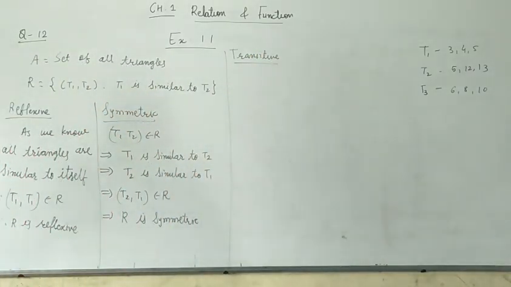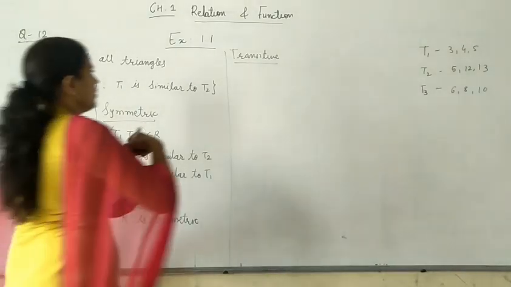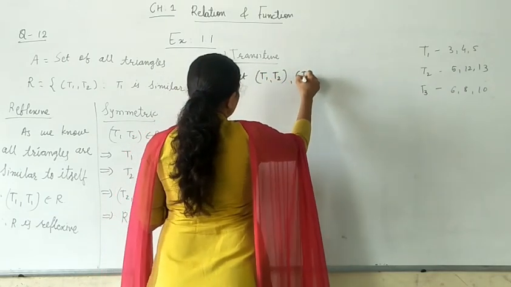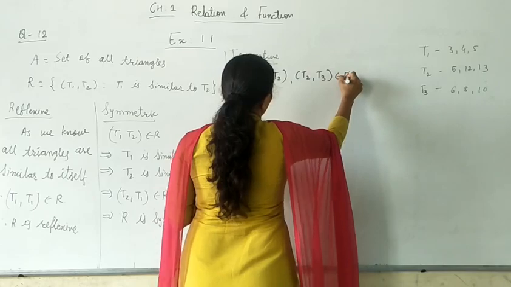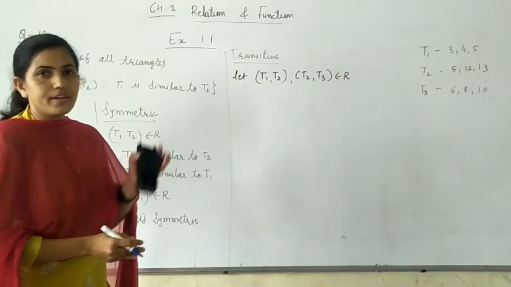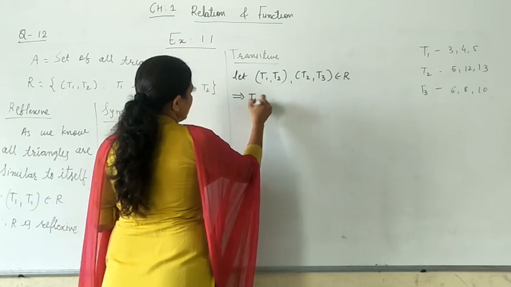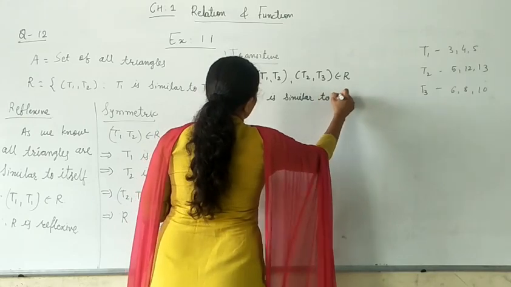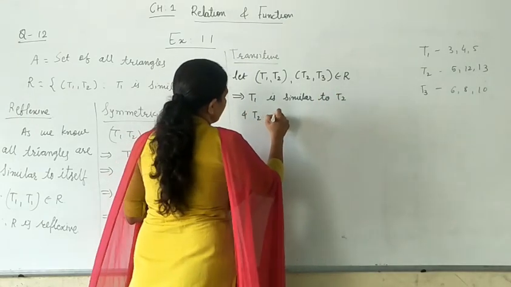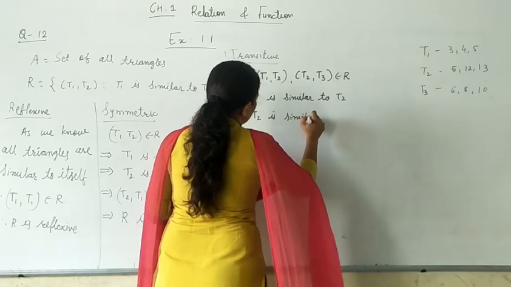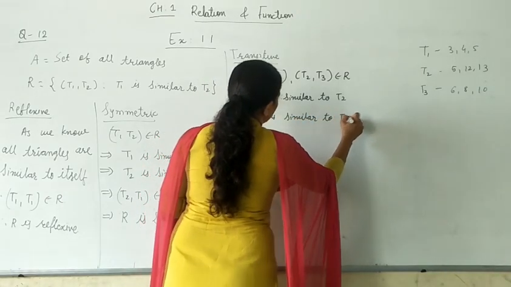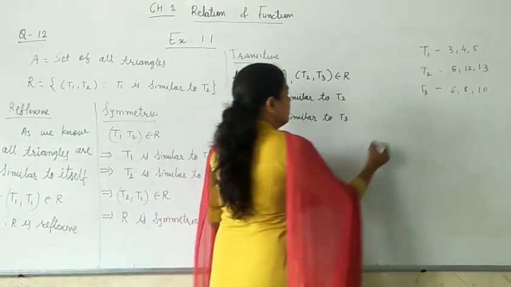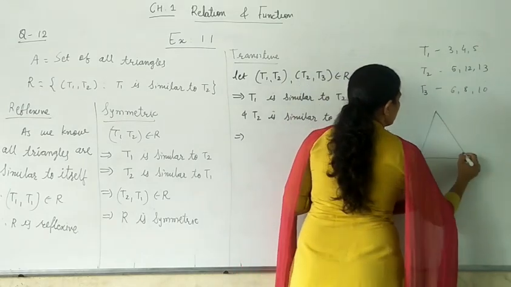Now let's take T1, T2 and T2, T3 belonging to R. If (T1, T2) and (T2, T3) belong to R, that means T1 is similar to T2 and T2 is similar to T3. Then in the previous classes we have seen that if three lines are given, the first, second and the third one.